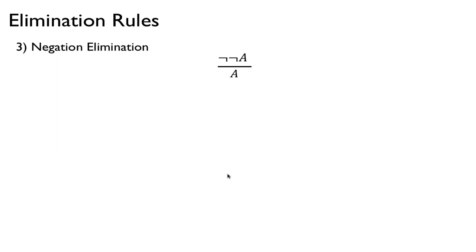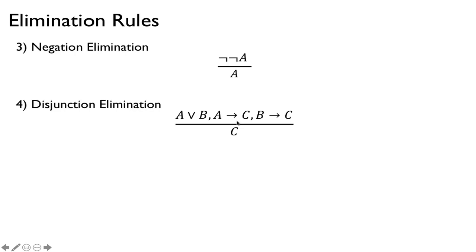So here's another elimination rule. Negation elimination. If I have a double negation, then you can eliminate both of them. So not not A is A. A lot of these rules are very straightforward, and so it's not too surprising to have these rules as rules that we can use to derive conclusions.